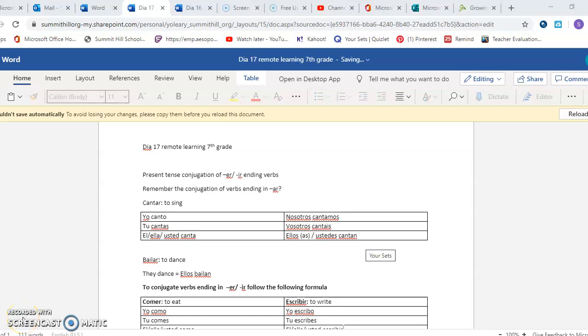Buenos días, estudiantes. This is día número 17 de nuestro remote learning. Today we are going to be learning about conjugation of the verbs ending in ER, IR ending verbs.